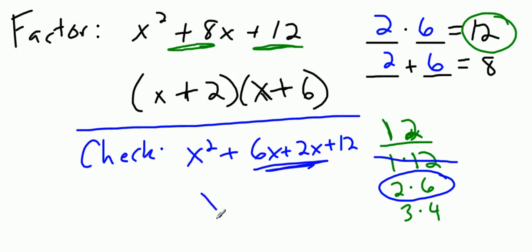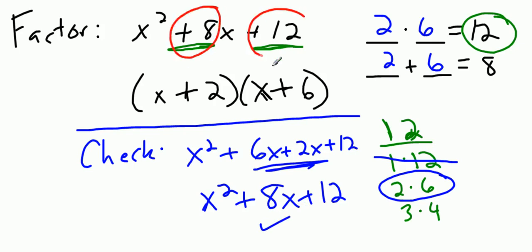Put these together. X squared plus 8x plus 12. Check. Okay? So the key is first identifying the numbers plus 8 and plus 12, putting them in the right blanks over here, and then filling in the blanks. You got to find a pair of numbers that works in both cases. Okay, let's try a couple more.